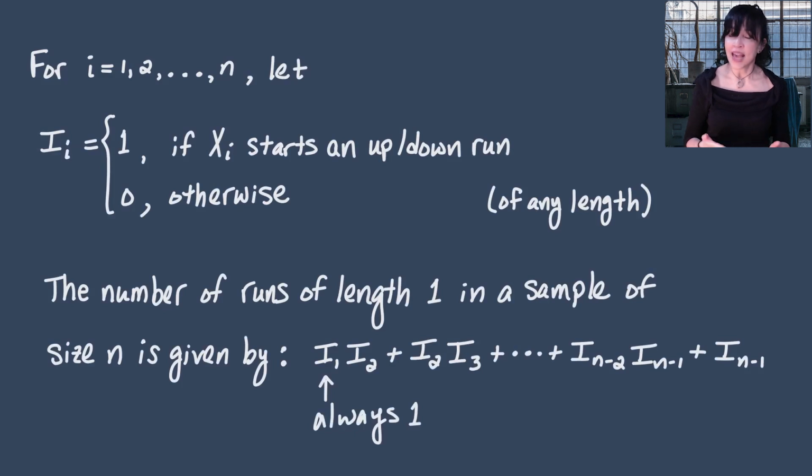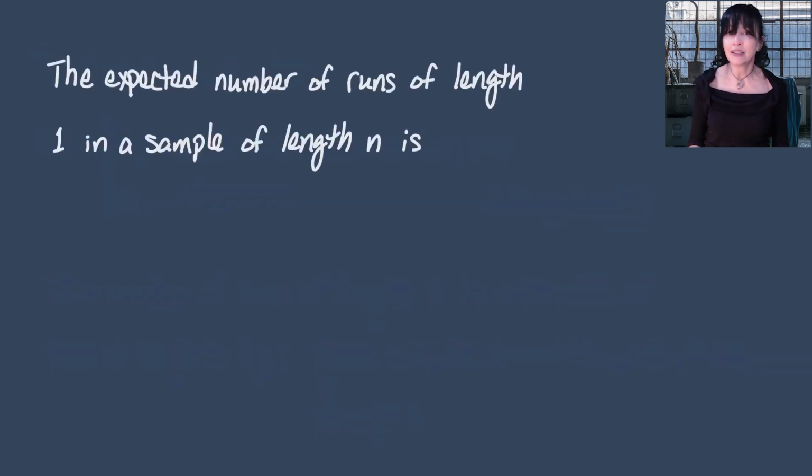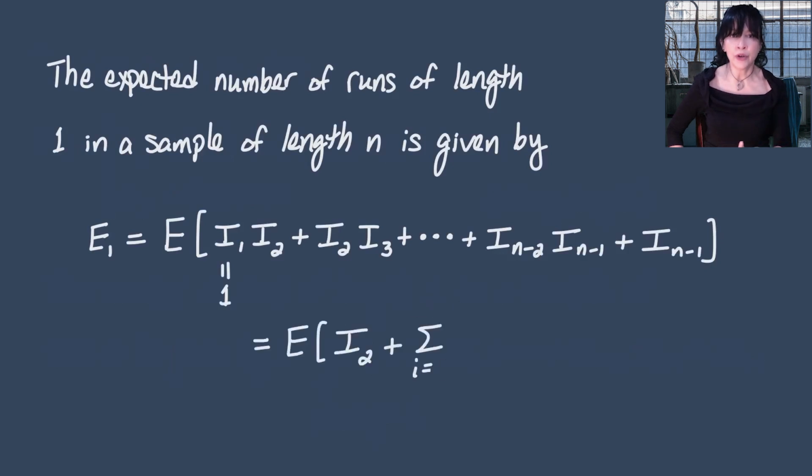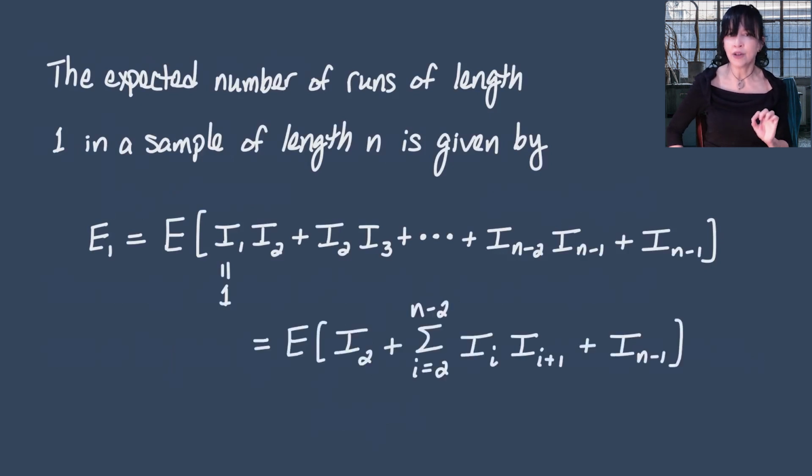And if we want to know the expected number of runs of length 1, then we need to find the expected value of this sum of indicators. We called it E1, and E1 is the expected value of this sum of indicators. Again, I could plug in I1 equals 1 here, and let's do that and rewrite this as just I2 alone plus the sum as little i goes from 2 to n minus 2 of the product capital I sub i times capital I sub i plus 1, plus the indicator at position n minus 1.